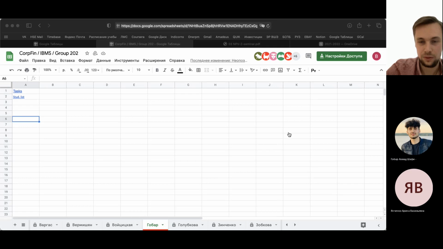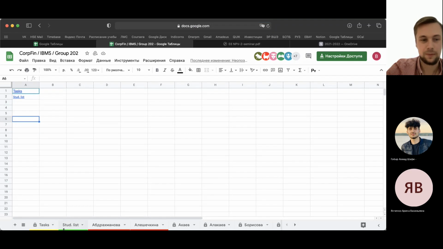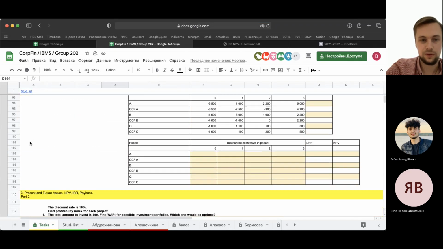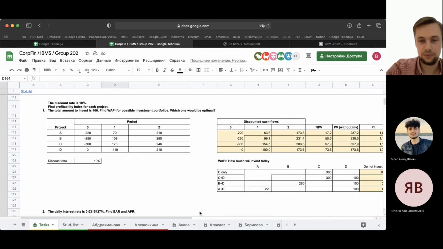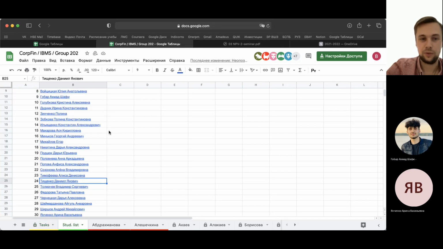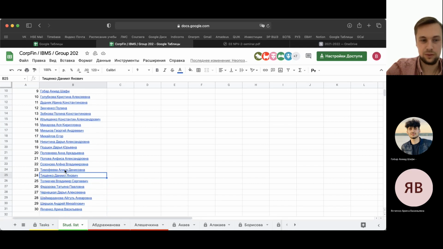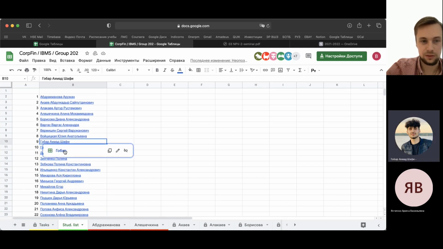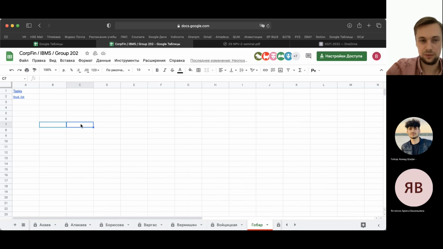Okay. So in the spreadsheet you can find your own tab. Yes, I found it. And actually, on the seminars you can copy the tasks from the tasks tab to your own tab and make some calculations, and I will be able to open it like this and show your formulas to other students, and you will explain.